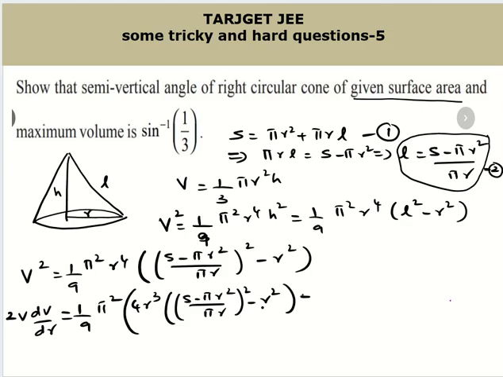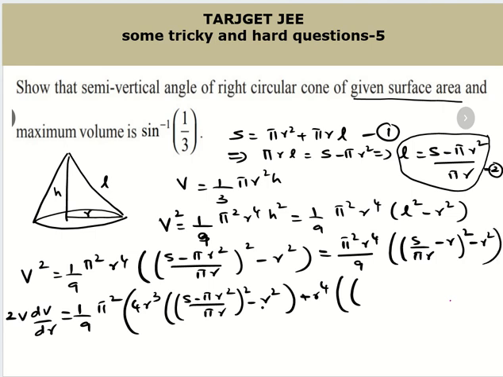Next we'll keep r power 4 as it is and differentiate the expression inside the bracket. I think we have to use the quotient rule. So instead of using the quotient rule, I think I will rewrite this as pi square r power 4 divided by 9 into, S by pi r minus r the whole square, minus r square. So that the differentiation of this is going to be easy for me.